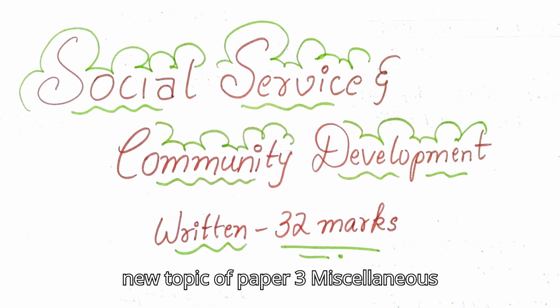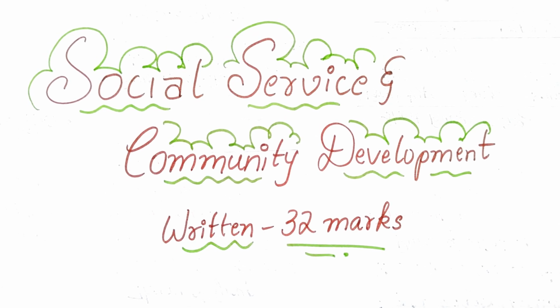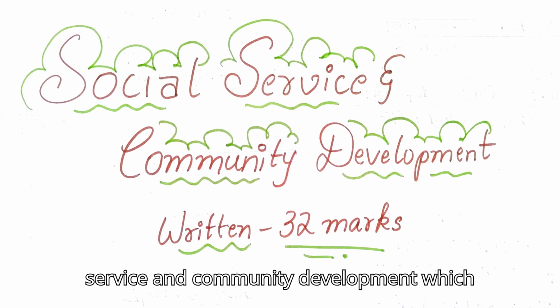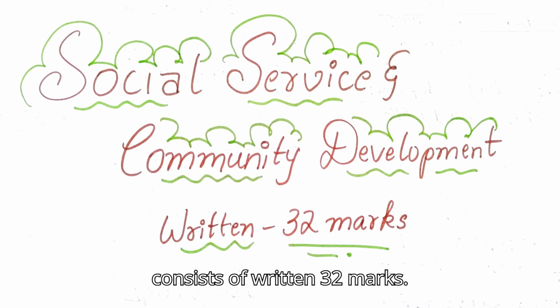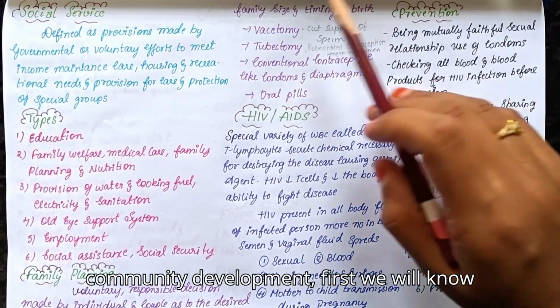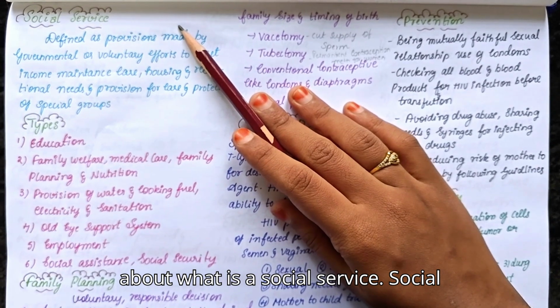This is the new topic of paper 3, miscellaneous of common subjects, that is the social service and community development, which consists of written 32 marks. So under the topic of social service and community development, first we'll know about what is the social service.